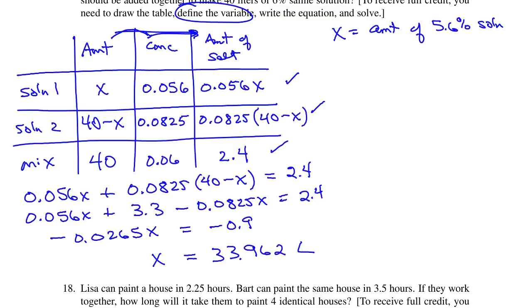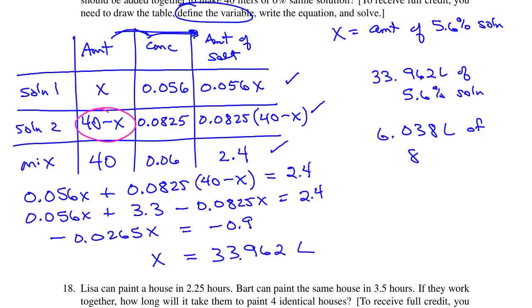So how much of each do we have? Well, we have 33.962 liters of 5.6% solution. And then compute the 40 minus x with this 33.962 value, and you'll see that we get 6.038 liters of the 8.25% solution. And those are the answers.